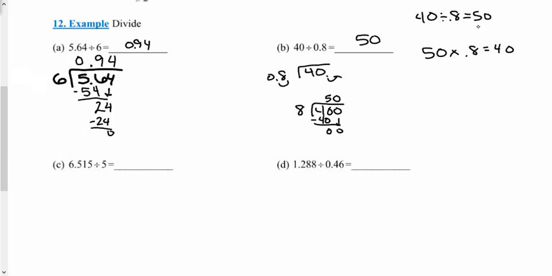Now maybe I wasn't quite sure about that. So if I actually take the time and I multiply 50 times 0.8, well, I just do some multiplication here, and I notice I have one decimal, so I've got to have one decimal in my answer. I get 40.0. Yeah, 40. So we just double checked it just to make sure that it's right.